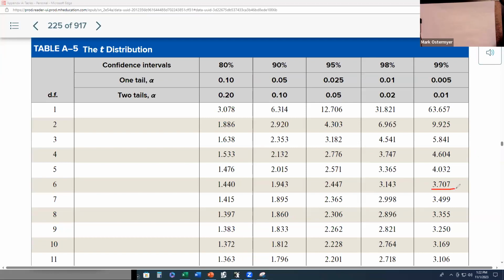And ladies and gentlemen, there you go. There's your critical T value, 3.707, for 99% confident, for 6 degrees of freedom. Everybody see that there? So if you don't have the inverse T function, don't worry about it. You do have the T distribution table at your disposal to find those critical T values. So either way works.